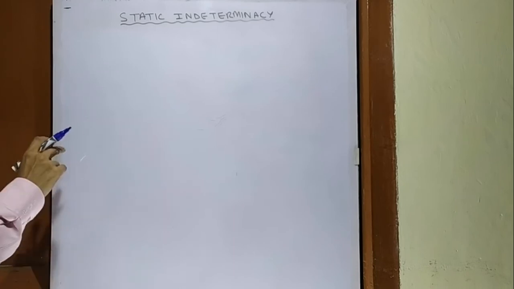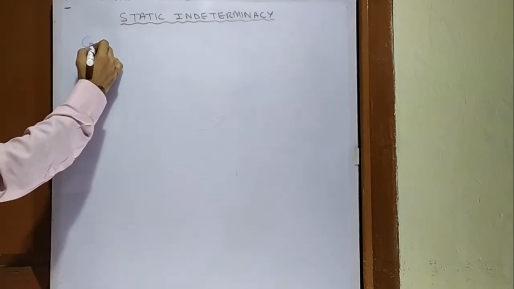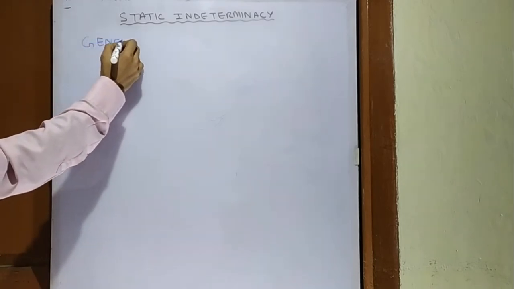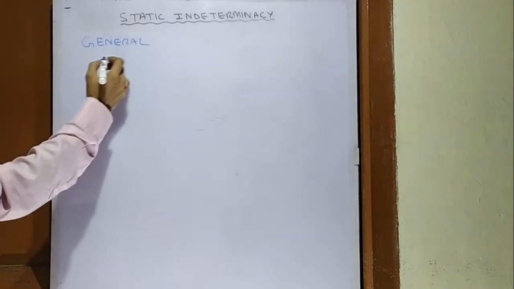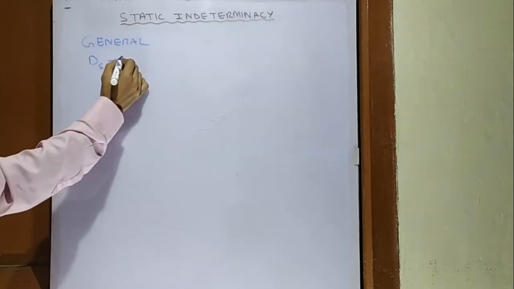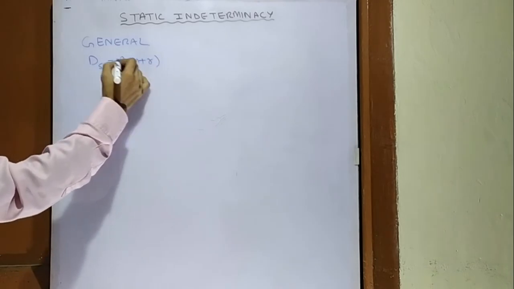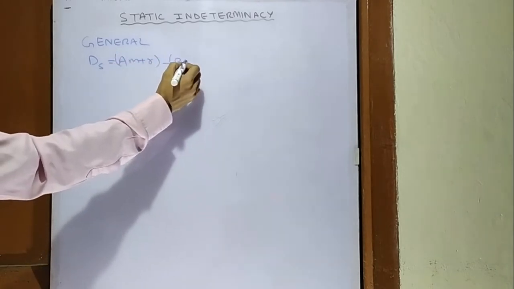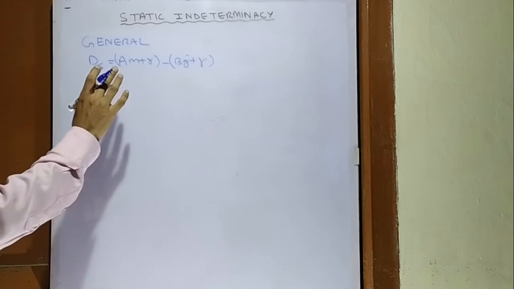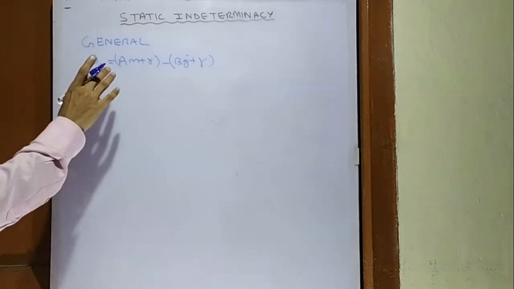Now we will derive the general formula. For the general formula which we have written, what was the general formula? ds is equal to am plus r minus bj plus gamma. This was the general formula. Now we will derive this formula for truss.